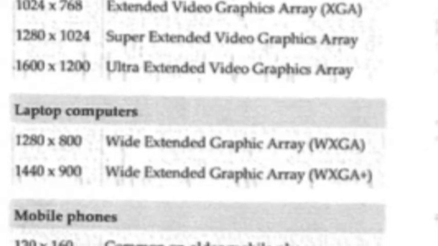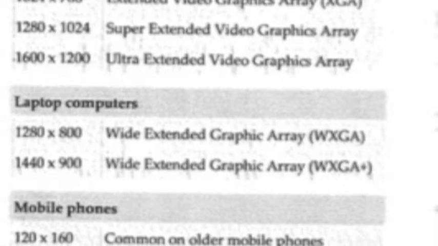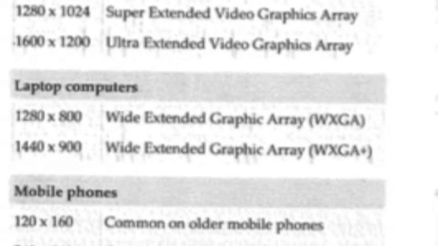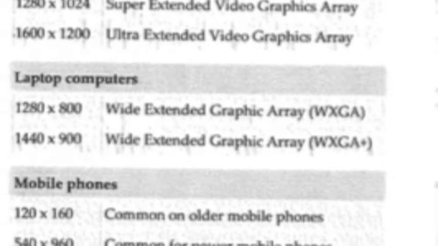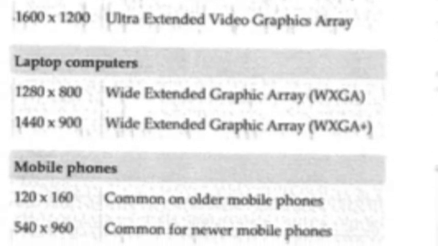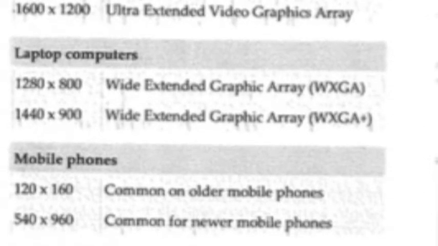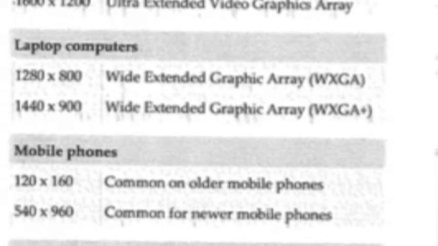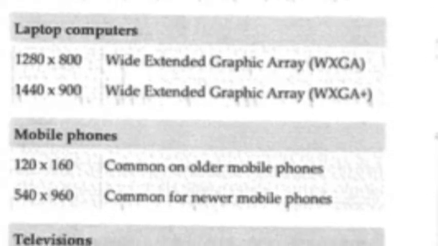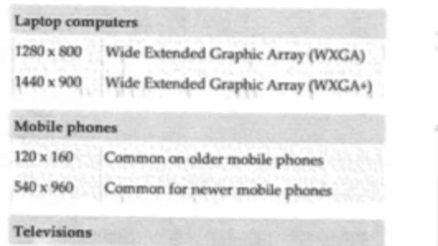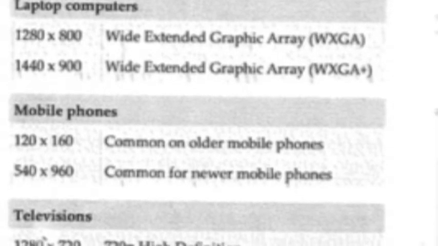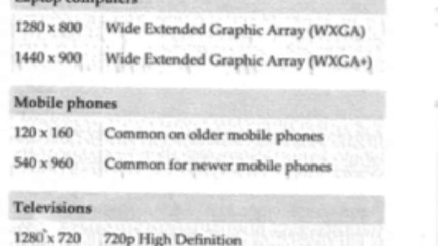For mobile phones, we also have 2 categories. One's common on older mobile phones, which is 120 by 160, and the other is common for newer mobile phones, which is 540 by 960. This is actually a lot different. The first one in the mobile phone category is most likely the older flip phones, and the new ones are like smartphones that have more screen space available on them.